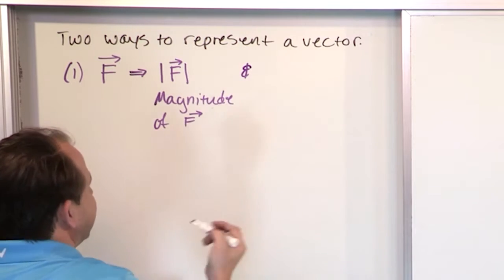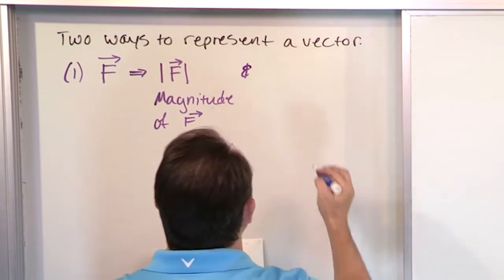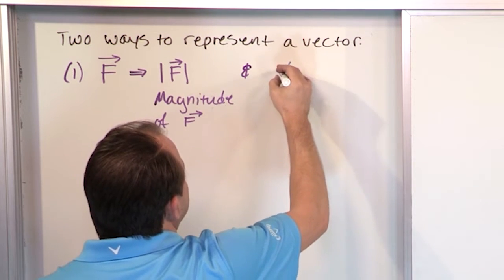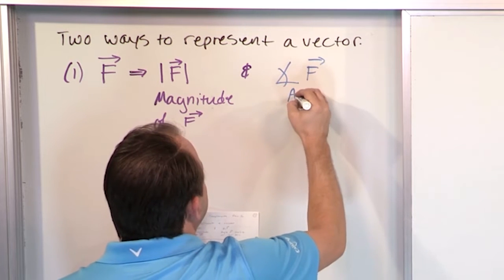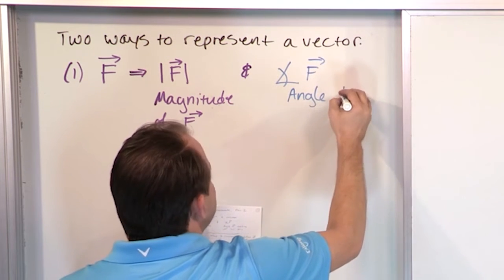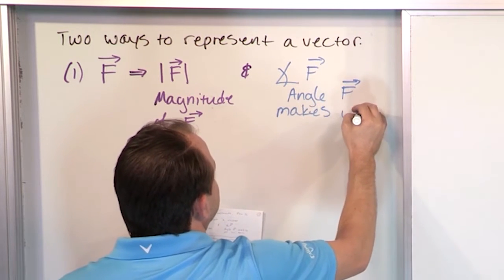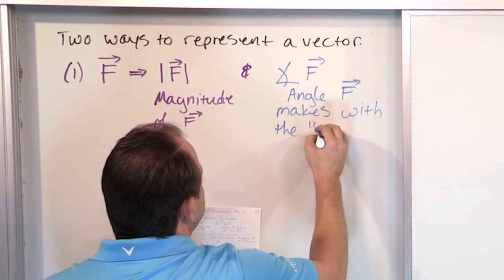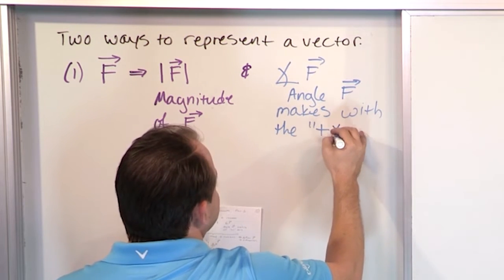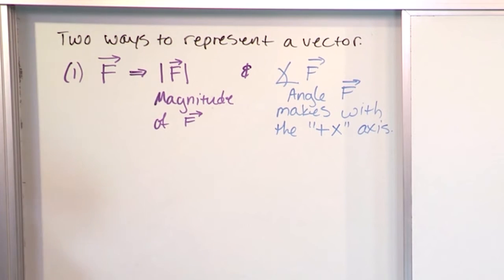And you also have to specify the direction. How are you going to specify the direction of a vector? I just mentioned it to you a second ago. You represent the angle. This is what this symbol means, the angle of the vector F. This is the angle that F makes with, and this is very important, the positive x-axis. Okay, with the positive x-axis.